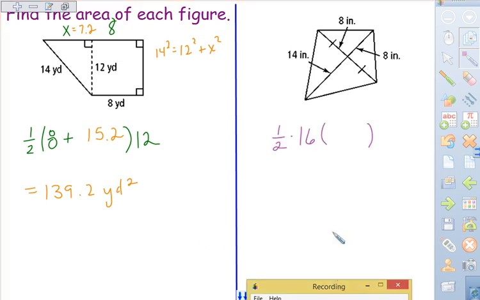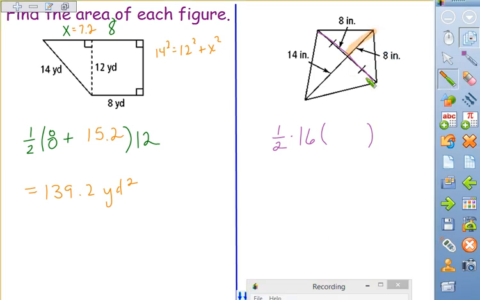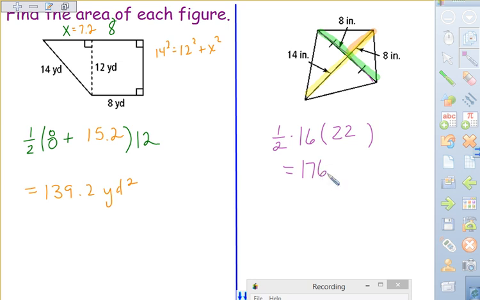In the second example, we're doing 1/2 diagonal 1 times diagonal 2. So 8 plus 8 is 16. We're still looking for diagonal 2. But I'm looking at this picture and I'm noticing that this one is 8. So that second diagonal is really 22. So let's double check the first diagonal. The first diagonal has markings here and here, so I agree that our 16 is correct. So 1/2 times 16 times 22 is 176 square inches.